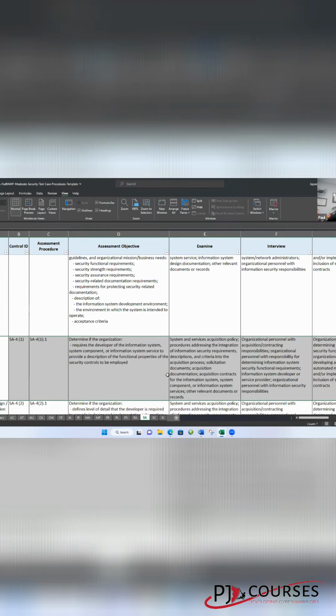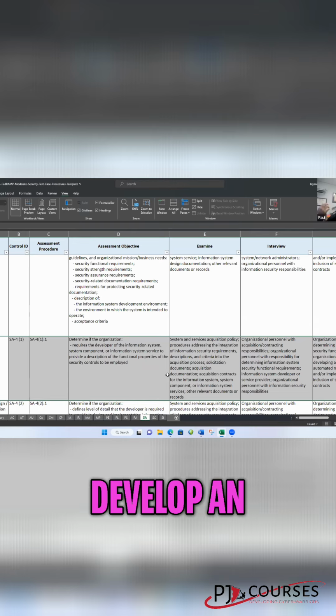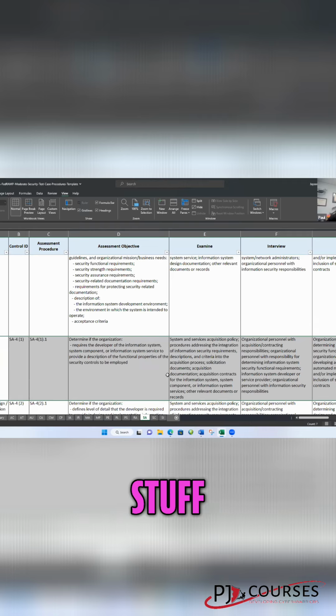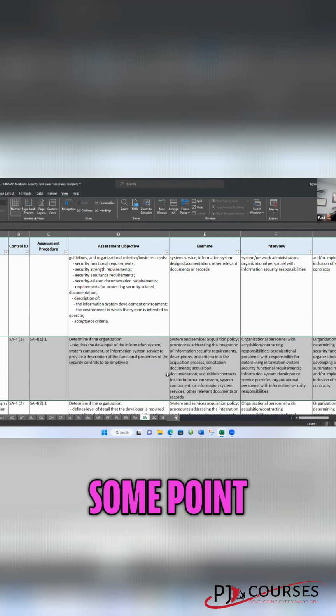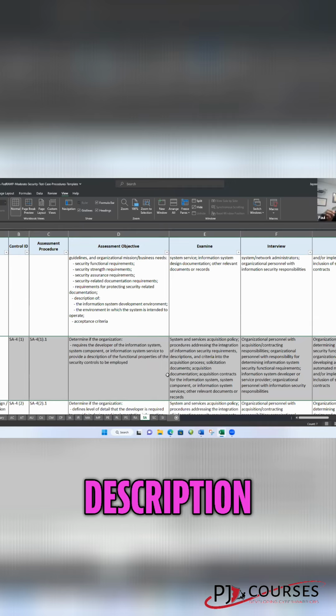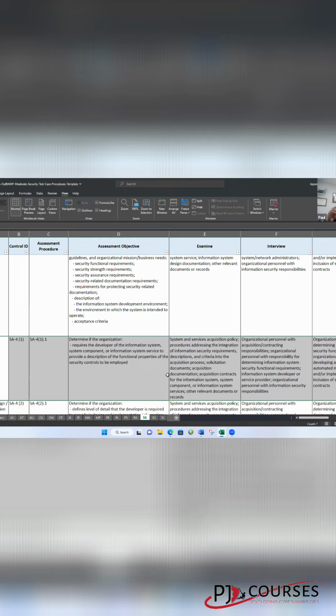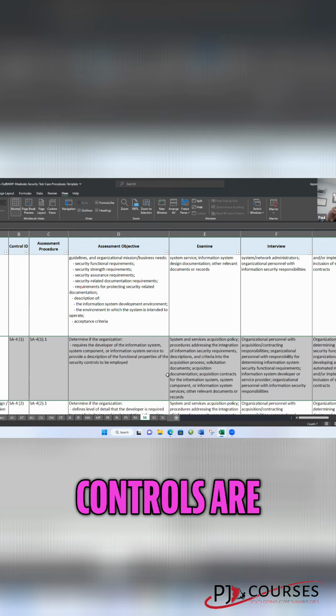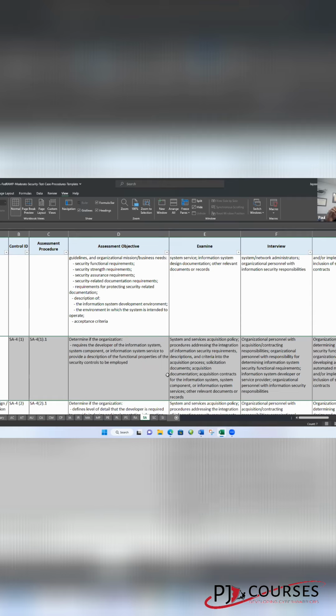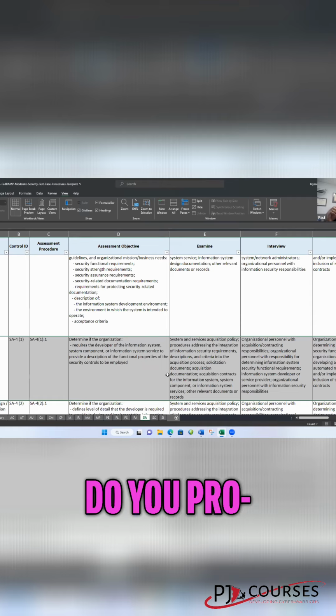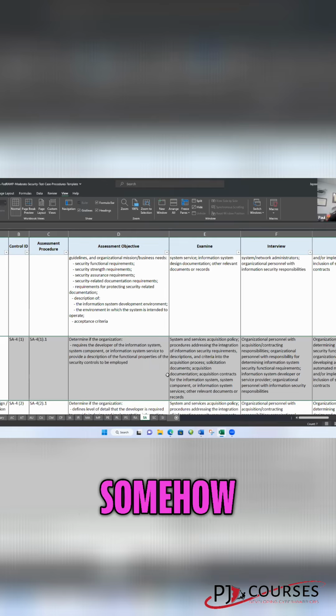So all they're simply asking is when you develop an information system or a component of the system, when you develop IT stuff, do you at some point before that thing goes into production have a description of the functional properties? Do you have a description of how those security controls are to be employed? Do you talk about the security parts of it? Do those developers provide a description of that somehow? They don't care how you do it. It just needs to be done, right?